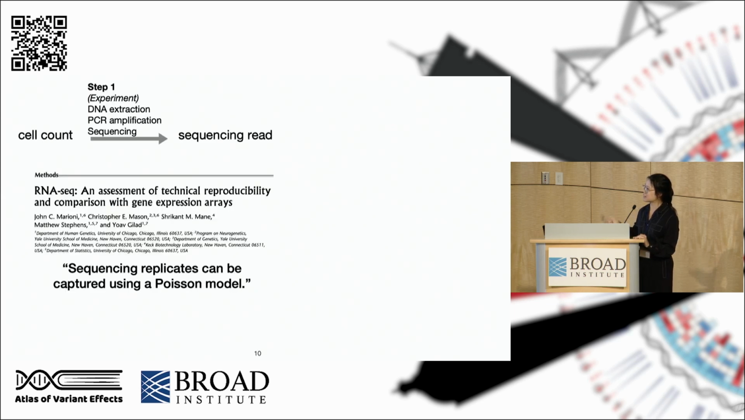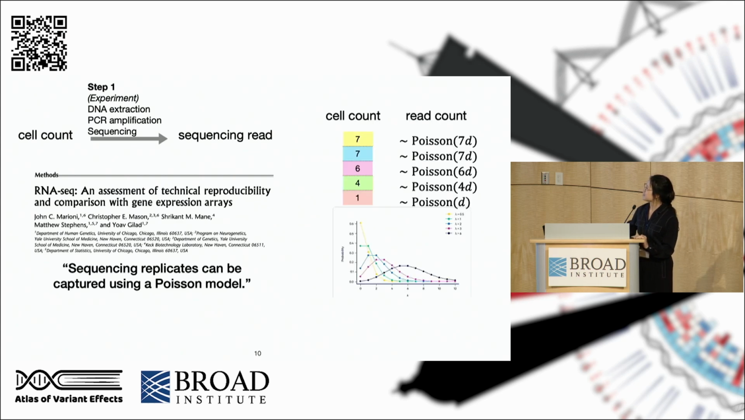So for the first step, a lot of RNA-seq researchers have already shown that the sequencing replicates can be captured using a Poisson model. If you're unfamiliar with the Poisson distribution, here is a little figure of it. It's actually a very noisy distribution, in my opinion, because just look at lambda equals 6, which means the mean equals 6. It has a wide range from 0 counts to 12 counts.